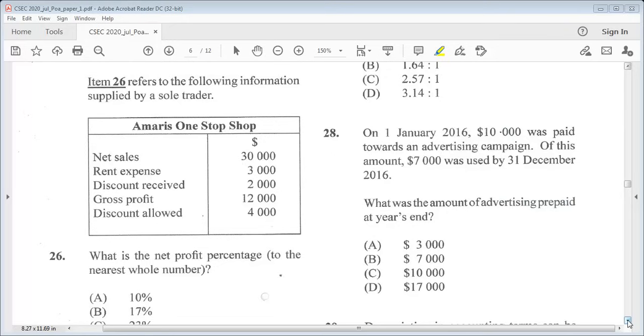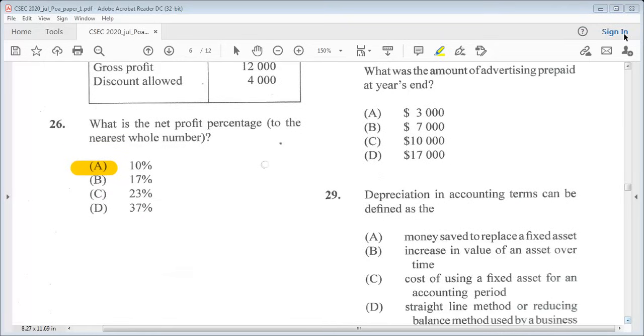Okay, now our formula for calculating the net profit percentage is net profit divided by sales multiplied by 100. So our net profit that we got was 3,000 divided by 30,000 multiplied by 100 over 1. We are left with 10%. So our answer would be A, 10%. Let's go on to number 27.